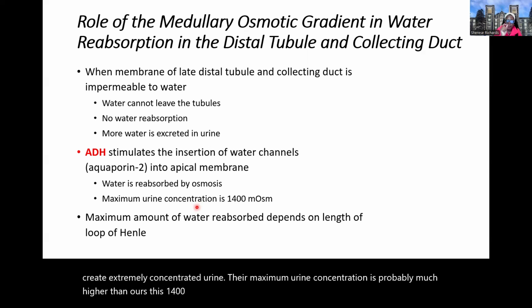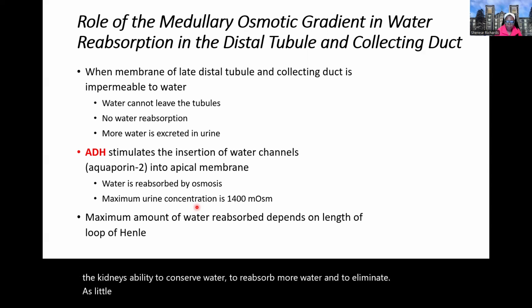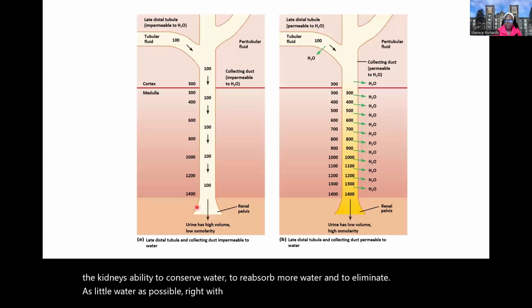And so that loop of Henle length correlates to the kidney's ability to conserve water, to reabsorb more water, and to eliminate as little water as possible, right, with the solutes.